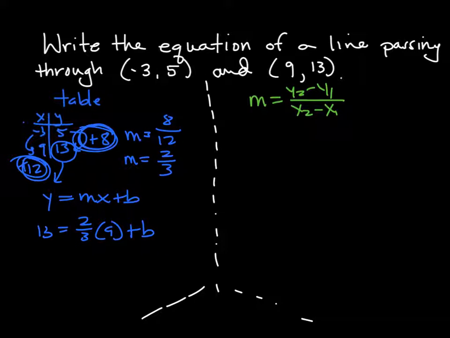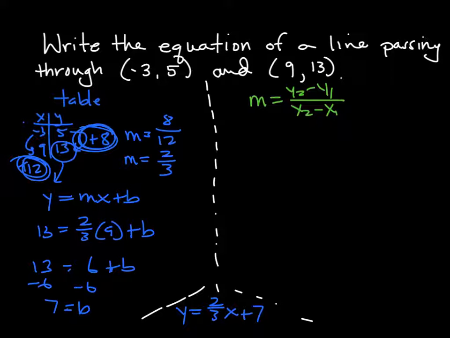From here, I do the multiplication, I then subtract or add it over, and then I will have my b for my final answer. 2/3 of 9 is 6 plus b. So 13, subtract 6, I get b equals 7. So my final answer is y equals 2/3 x plus 7.